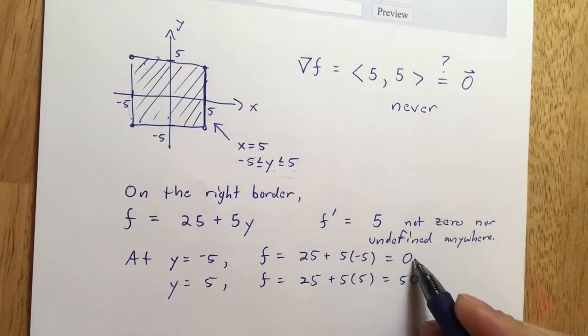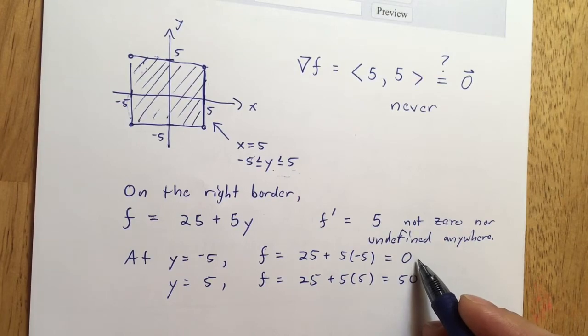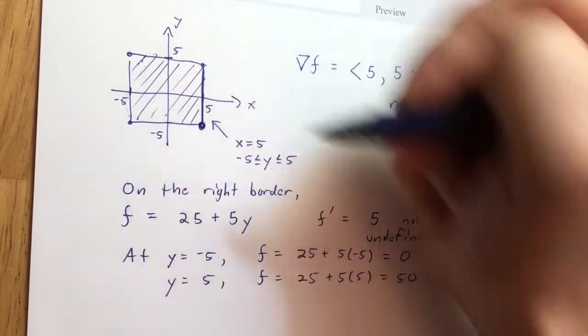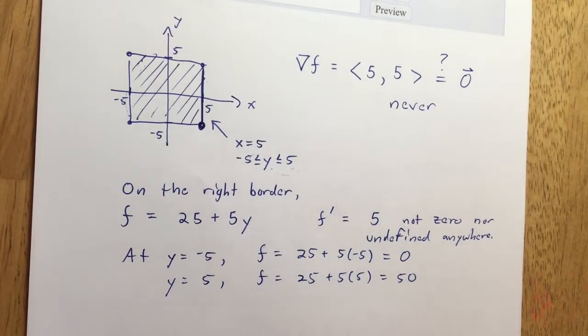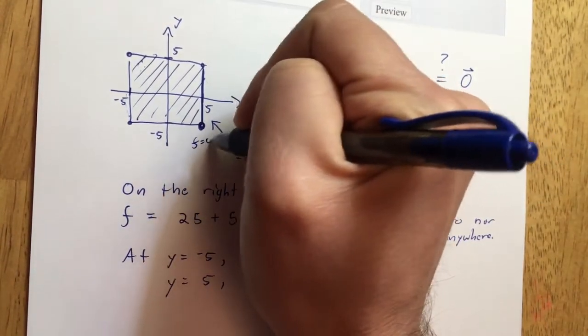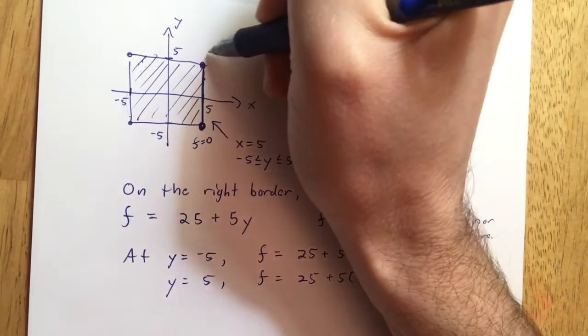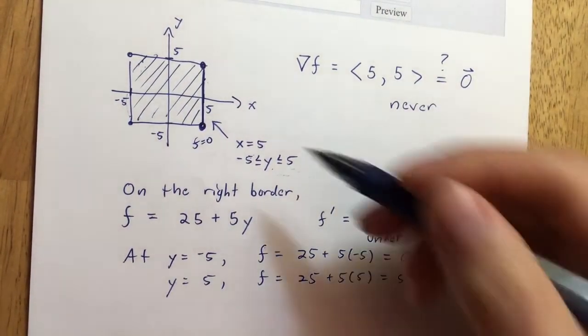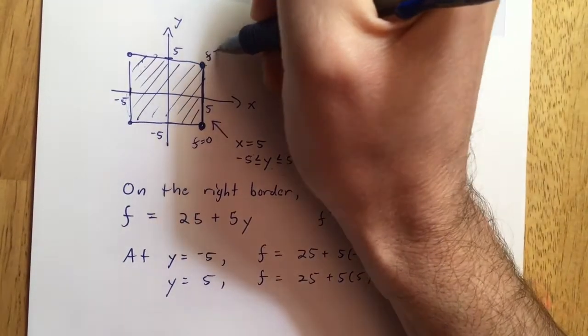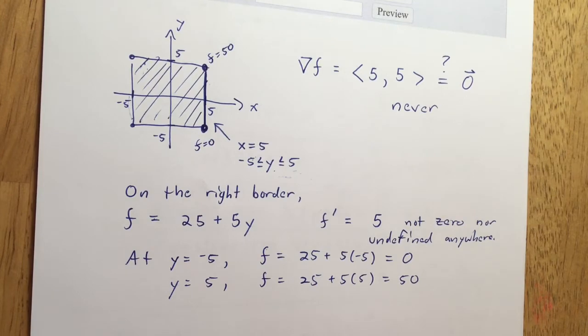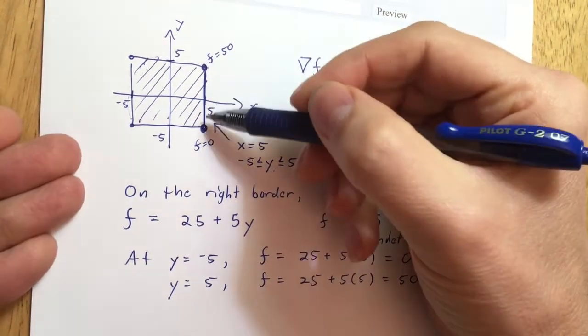So it's the smallest when y is negative 5, so that's over here. That's where it's the smallest. So let's just write f equals 0 there. And it's the biggest over here. That's when y is 5, and that's when f equals 50 right there. Okay? So that was the right border.